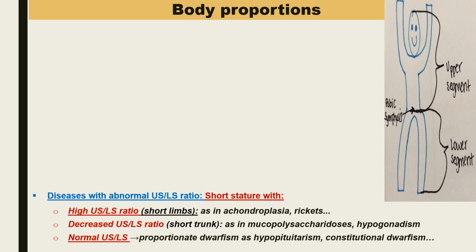If it is high, it means there are short limbs, and it occurs in achondroplasia or rickets. If it is decreased, it means a short trunk, in cases of some metabolic disorders like mucopolysaccharidosis. If it is normal, this means that it is a proportionate short stature. What is the meaning of proportionate? Proportionate means that these ratios are within the normal values of a normal child.